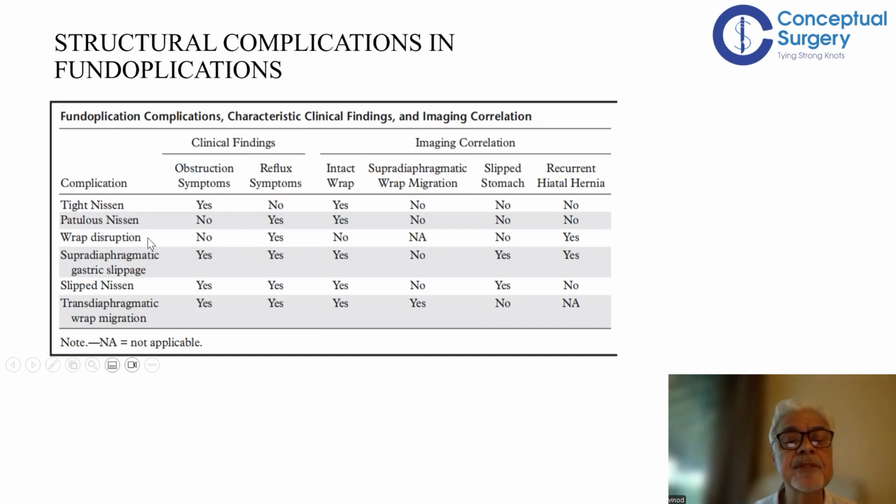When there is a wrap disruption, what has happened is that the wrap has disrupted. Whatever we have created, the sutures have given way. So obstructive symptoms will not be there, but the reflux symptoms will come back. There is no intact wrap on imaging investigation. There is no wrap migration, as the wrap has given way. There is no slippage around the stomach, and a recurrent hiatal hernia has taken place. That is, the gastroesophageal junction has now moved into the chest cavity.